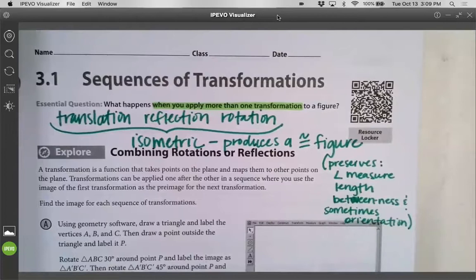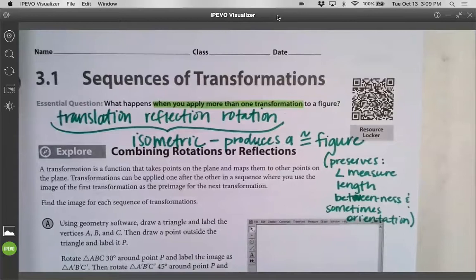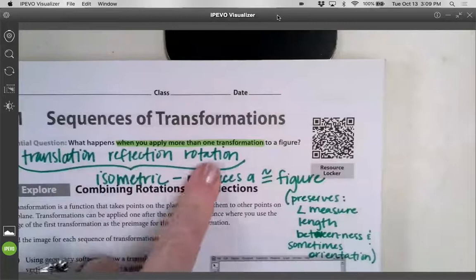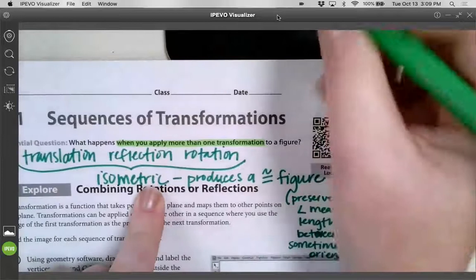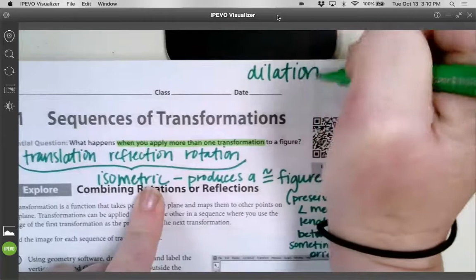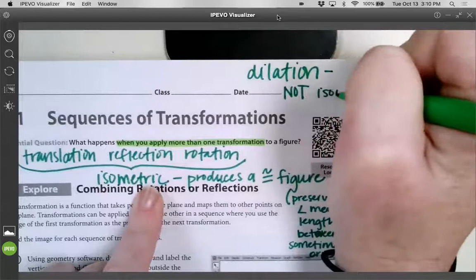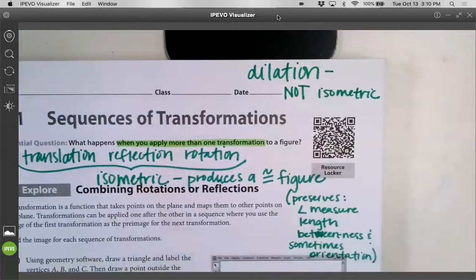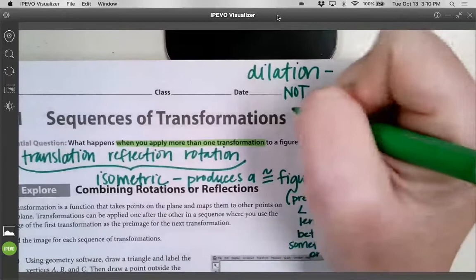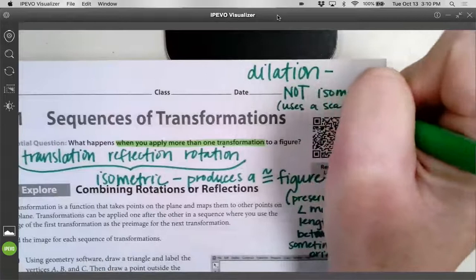So after that little bit of information, we need to talk about some kinds of transformations that are not isometric. So we have translation and reflection and rotation that produce figures that are congruent. But then we also have up here, I'm just going to write it up here in a different spot, a dilation. A dilation is not isometric. A dilation is a transformation that changes everything according to a common scale factor. So if you double all of the line lengths, for example, or if you cut them in half, a dilation is not isometric. It uses a scale factor to change the figure's size.